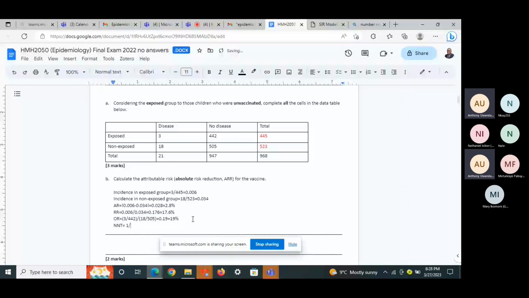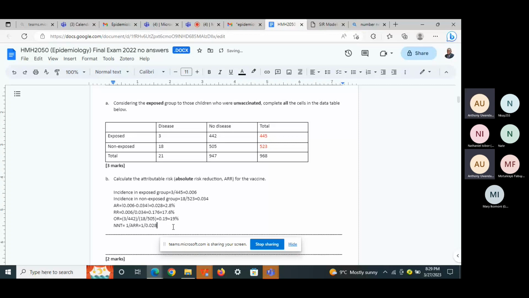So that will be what? 1 over 0.028. Okay, so that will be what? 35.71. You know, it's the whole numbers needed to treat. So that means 36. Okay, 36.